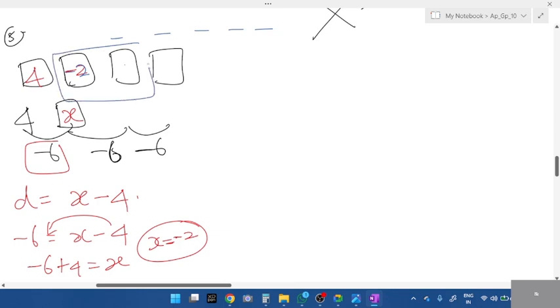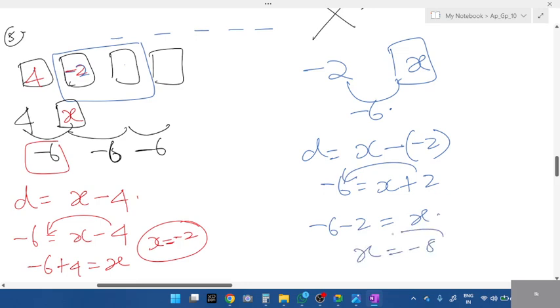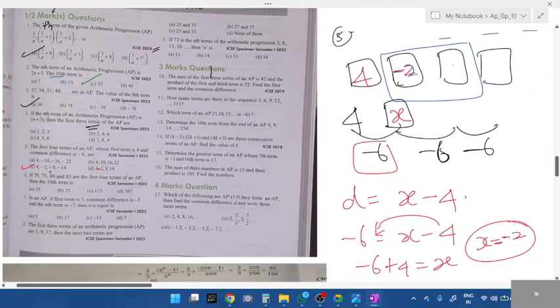So let us take these two. Look here, minus 2 and the next one, again I'll take it as x. Common difference is minus 6. Use the same formula. D is equal to second term minus first term. X minus first term, minus 2. D is minus 6 is equal to x plus 2. This plus 2 goes to the other side. Minus 6 minus 2 is equal to x. X is equal to minus 8. So the third term is minus 8. Don't try to solve all the questions. Just after you solve one question, look at the options. So definitely 4, minus 2, minus 8. Is it clear, students? All of you understood?